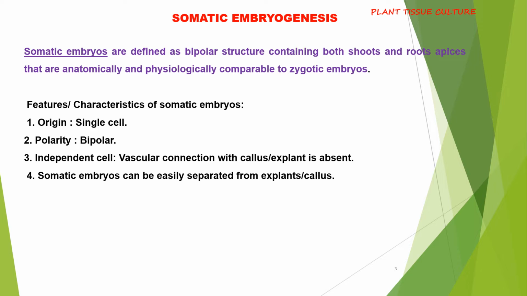The process of somatic embryogenesis leads to the production of somatic embryos. The characteristics of a somatic embryo are that they have single-celled origin and are bipolar in nature. That is, a single cell is capable of giving rise to the shoot and the root meristem. These are independent cells and have no vascular connection with that of the explant. They are anatomically and physiologically comparable to the normal zygotic embryos.